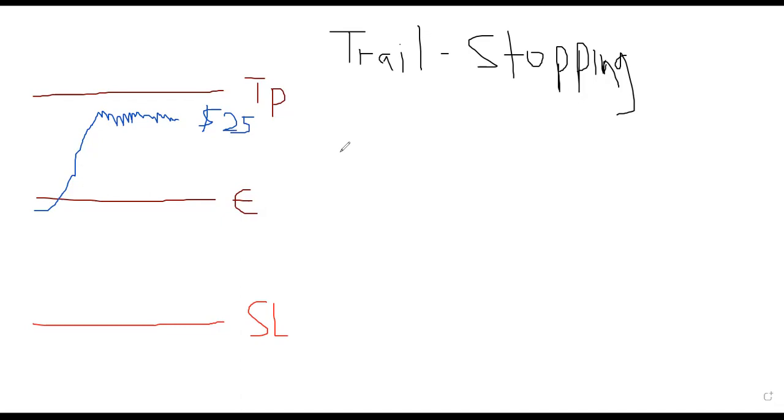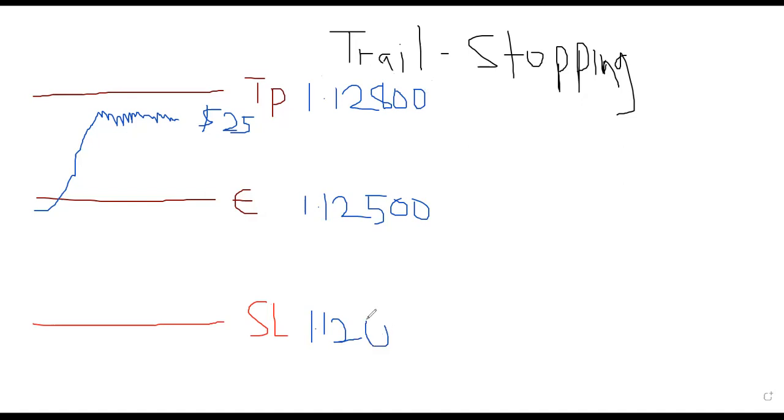What can you do? You can come here. Let's say this entry point has a value of 1.12500. Let's say your take profit was 30 pips ahead, so let's say this one is 1.12800. And let's say your stop loss is 1.12000.